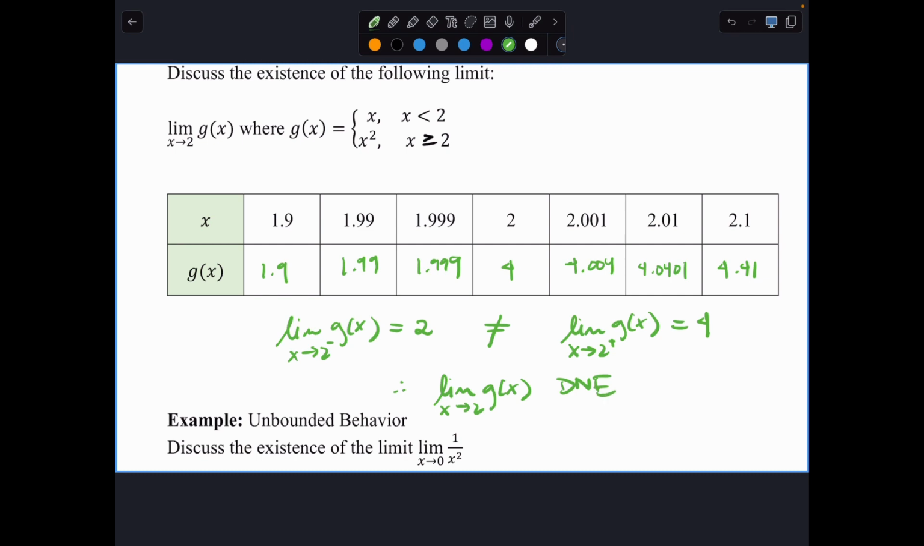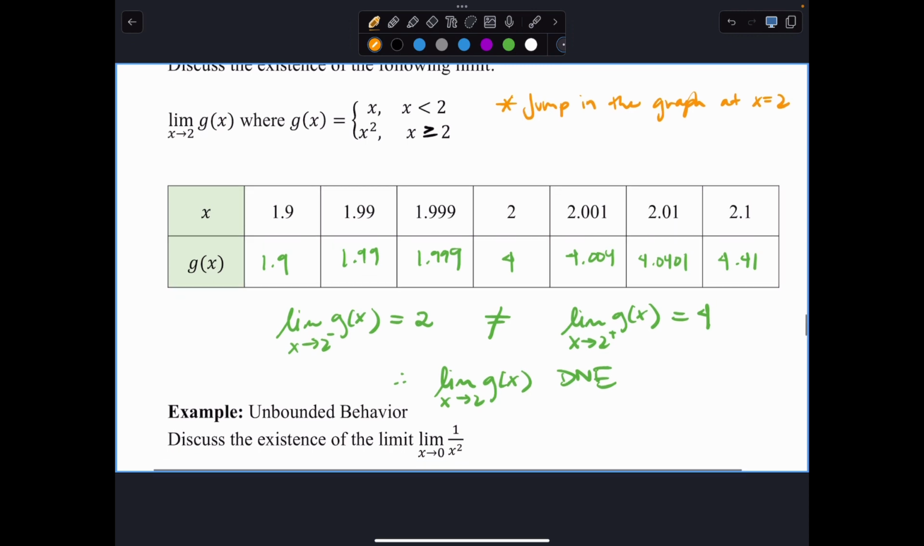And this is a function you guys know how to graph by hand. Like you know that there would end up being a jump in the graph at x equals 2, right? You'd have to lift your pencil if you were tracing the graph, which is a non-removable discontinuity again.